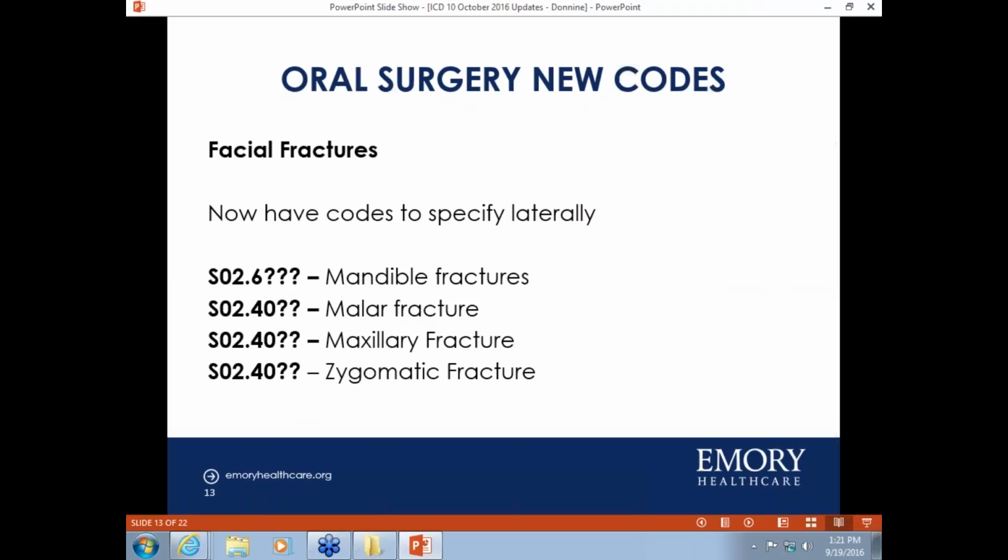And then the fracture codes, and Lisa did cover these some, but oral surgery does take care of mandible fractures, malar fractures, maxillary fractures, and zygomatic fractures. So they now have the laterality for those codes where they never had that before.